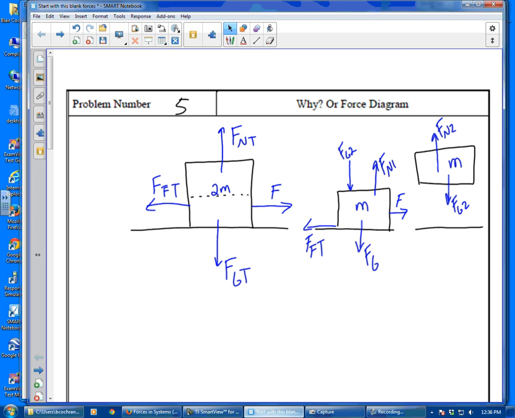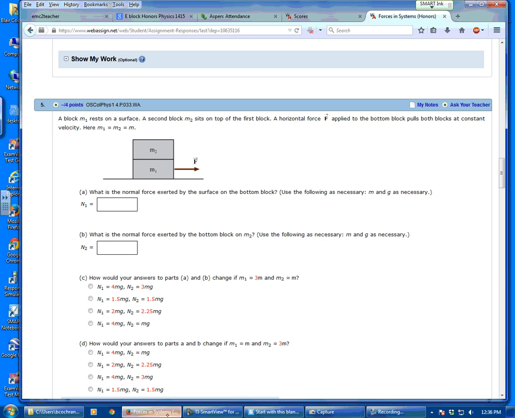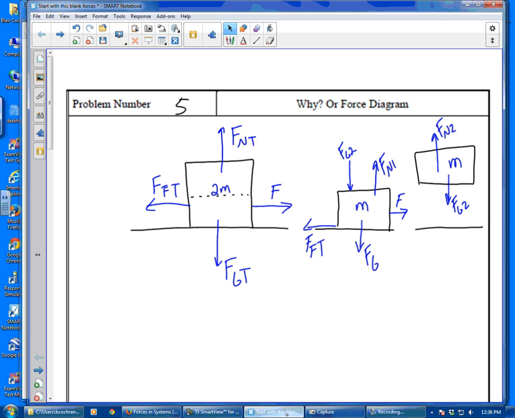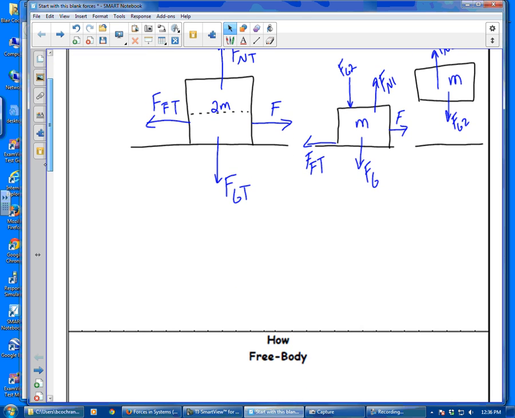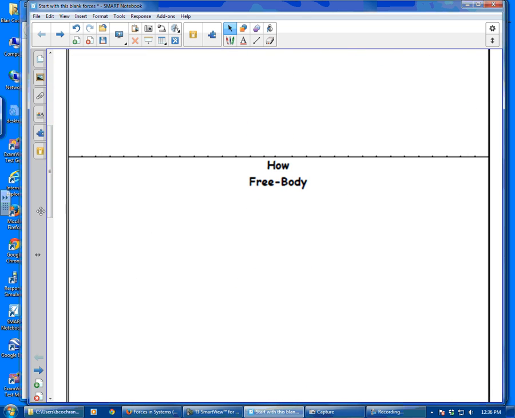And now let's see, what do they want to know? I got those all done. They want to know the normal force exerted by the surface on the bottom block. That would be my Fn1, right? So the free body diagram I need to use is the bottom block there. I only have my one equation: the sum of the forces equals MA.